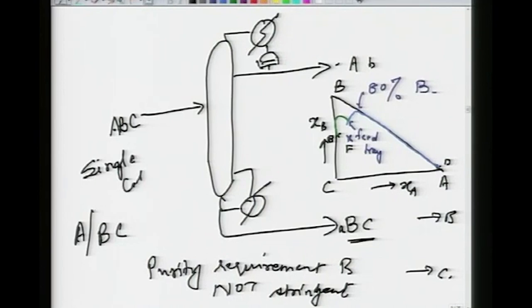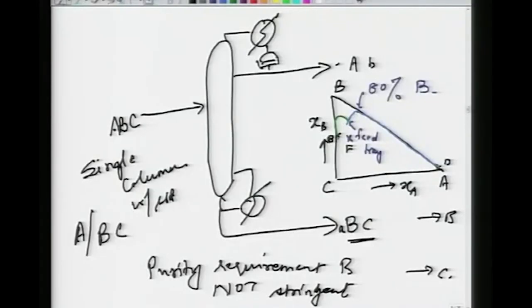Single column with side draw. Where do I place the side draw? Well, this is the location where the B composition is the highest, so I will place my side draw somewhere here. Also note that in the rectifying section, B being heavier than A, its composition in the liquid phase would be more. So this is the rectifying section. The blue line is the rectifying profile. The green line is the composition profile in the stripping section.